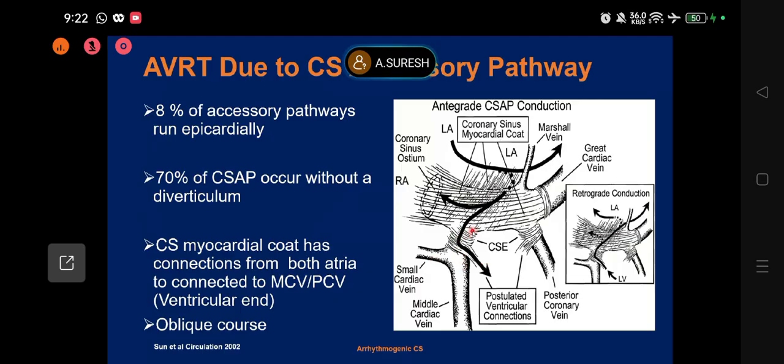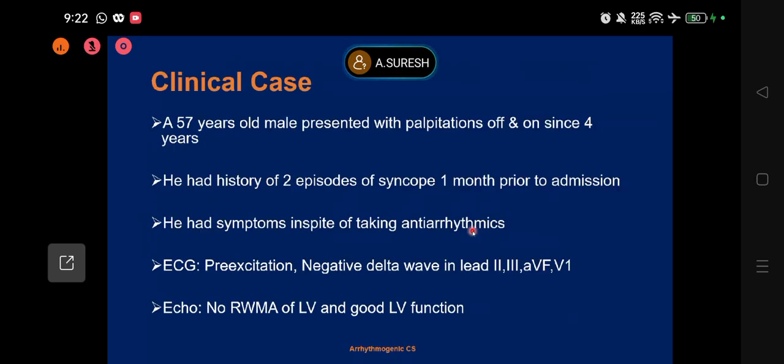These are the things you must keep in mind when we do ablation for AVRT, especially pertaining to epicardial accessory pathways. I'll run through some clinical cases. A 57-year-old male presented with palpitations on and off since 4 years. He had a history of 2 episodes of syncope 1 month prior to admission, and had symptoms in spite of taking antiarrhythmics. ECG showed pre-excitation with a negative delta wave in 2, 3, aVF and V1, and echo and angiogram were normal.